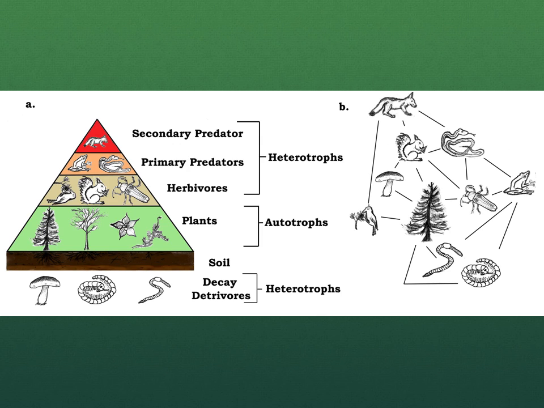There are also different ways to illustrate it. So you can have an ecological pyramid that is illustrating that same effect, or you could have a food web, which shows the interactions of different organisms.